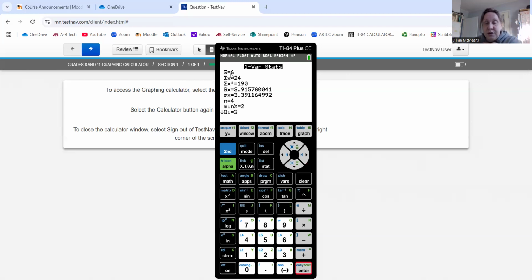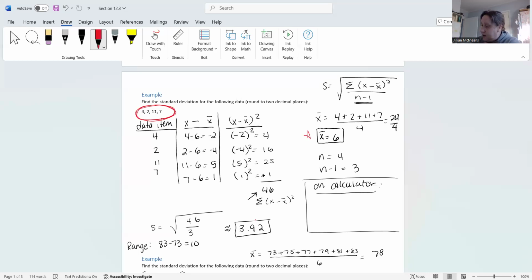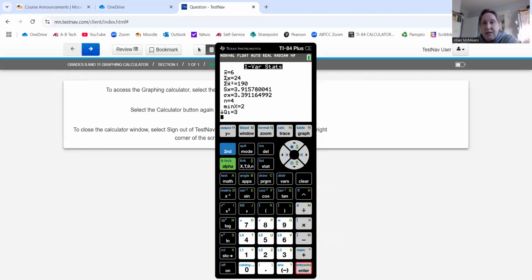Now, the very first thing it shows me is X bar, which is the mean. So let's go back to that data set really quick. And remember, we calculated the mean by hand, and sure enough, we got the mean of 6, okay, which is exactly what the calculator just told us, okay? If you go down, it has this situation here where it adds up the x's, it adds up the x squared. Don't worry about those.